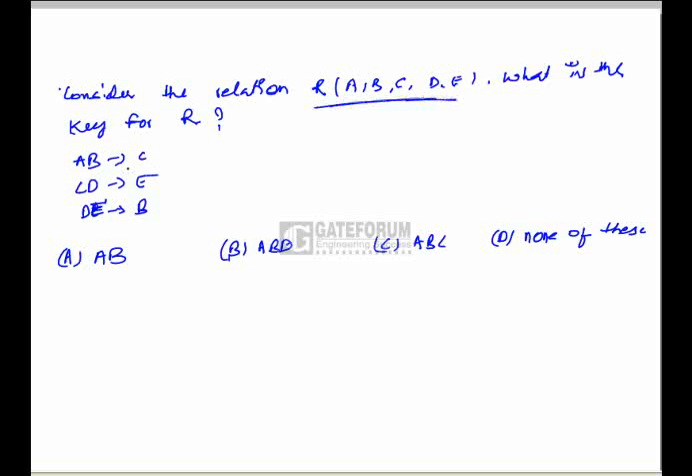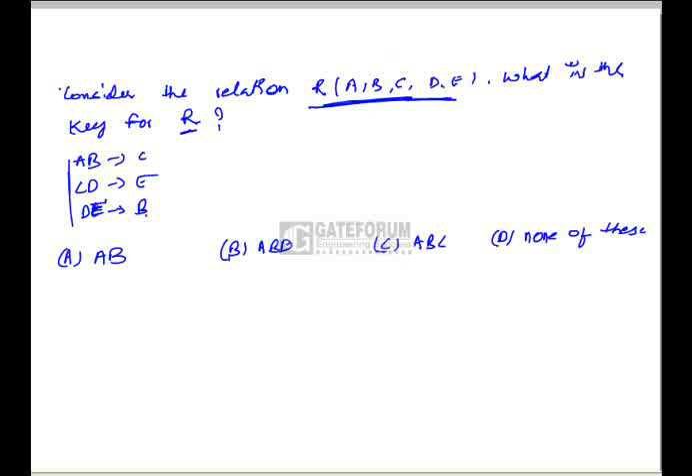A relation and a set of FDs are given, and we have to find the key for the relation. First of all, what is a key? A key is nothing but a set of attributes which uniquely identifies a particular row in that table. So how can we find a key if the FD set is given? We have to find the combination of attributes, the closure of which derives each and every attribute in the given table.